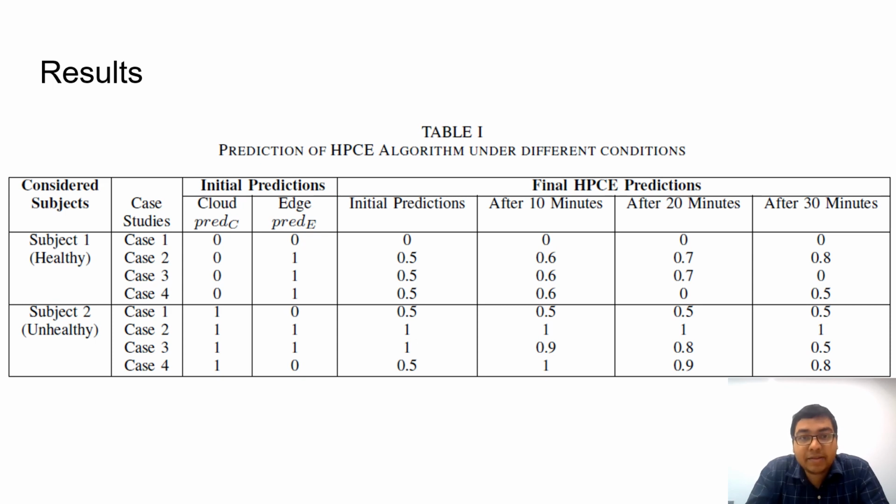This table tells us about the effectiveness of the HPC algorithm. So here we have considered both subject 1 and subject 2, and for each subject different case studies we have considered, and for different cases there are different initial predictions for cloud and edge, and when those things are combined with the help of the HPC algorithm, how the final prediction is becoming, the same thing is showing here in the initial predictions. And then based on different daily activities, after 10 minutes, after 20 minutes, after 30 minutes, how the prediction is actually changing, that thing is reflected in this particular table.